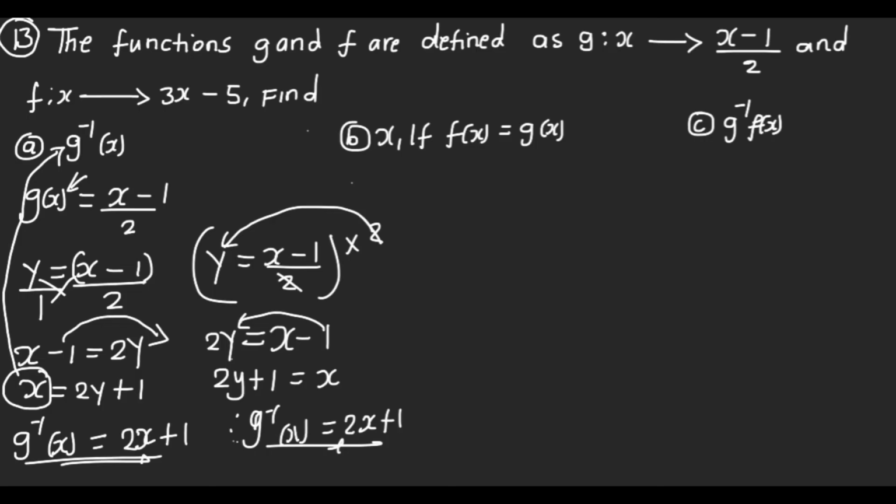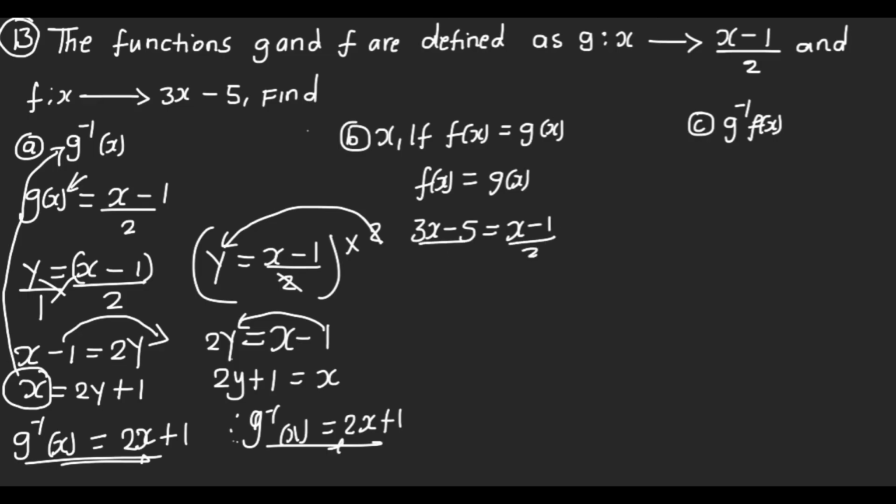Now let's look at question B. Question B, we are trying to find the value of x, given that the f of x function is equal to the g of x function. So let us write the formula given. So the equation is f of x is equal to g of x. So where there is f of x, we replace with this function. So the function for f of x is 3x minus 5. Then the function for g of x is x minus 1 over 2.